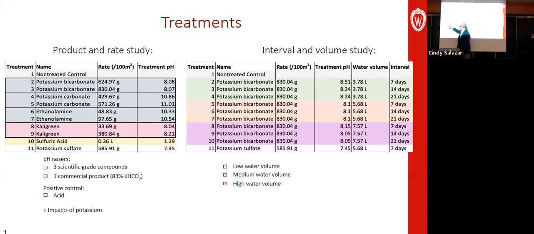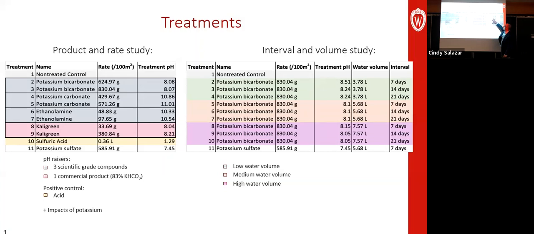And then the potassium sulfate is a pH neutral product. The reason that product is in there is we wanted to see if potassium was doing anything, right? We wanted to rule out the impact of potassium itself, not the pH impact, which is really what our project is more interested in. So that's the project where we're looking at different types of products. Then we focus in on potassium bicarbonate in this other study because we had success with that product in the past, a couple of years ago.